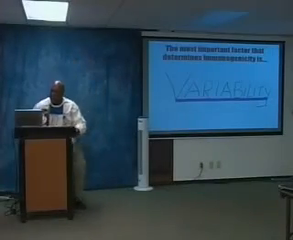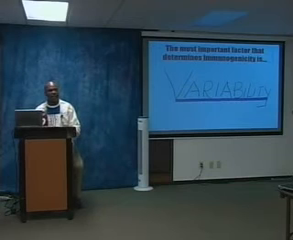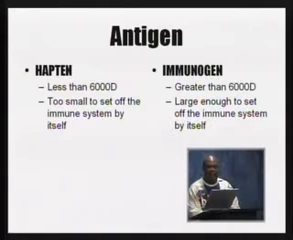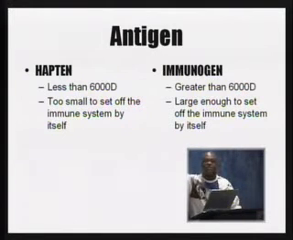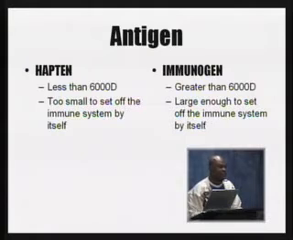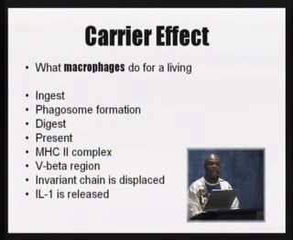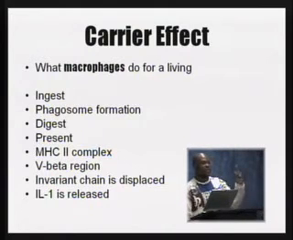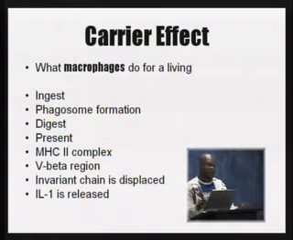So the most important factor that determines immunogenicity is not size, it's variability. So let's take a hapten again. A hapten means it's too small to set off the immune response, right? The question is, how can I take a hapten and make it more immunogenic? Everybody follow my question? That's called a carrier effect. This is what your macrophages do for a living. What do they do? Step one. These steps you got to know, folks. That's why it's written down for you.